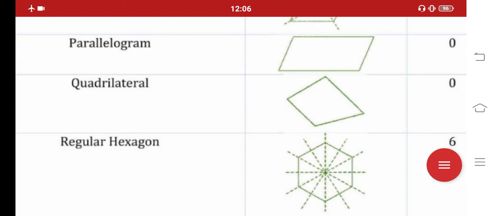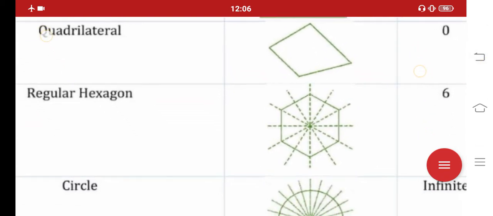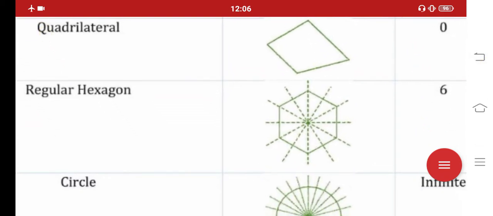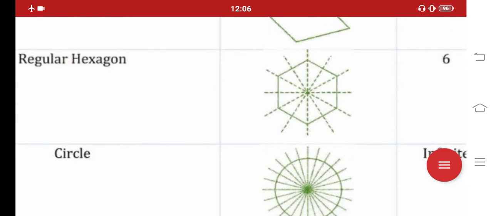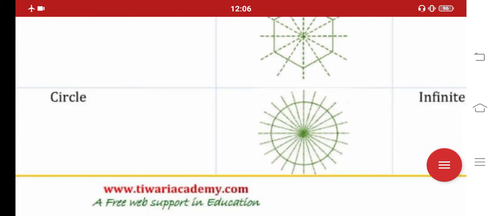So if we draw any figure made up of 4 line segments and it is not specified which shape it is, only a quadrilateral is given, so we cannot find any line of symmetry, so there will be no line of symmetry. Regular hexagon. Okay, in a regular hexagon, see how many lines of symmetry are given. There are a total of 6 lines of symmetry, because a regular hexagon has 6 sides in total. A circle has infinite lines of symmetry because we can divide the circle from anywhere.